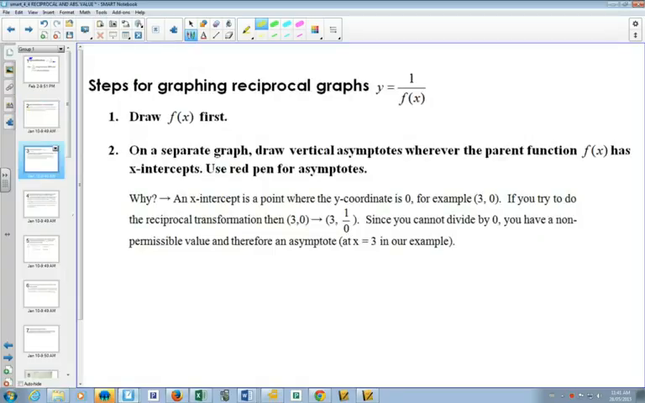Here are some steps if you're asked to graph 1 over f of x and you know what f of x is. The first thing you're going to do is draw f of x. Sometimes f of x will be drawn for you, so sometimes step 1 will be done for you. On a separate graph, we're going to draw vertical asymptotes wherever the original function has x-intercepts.